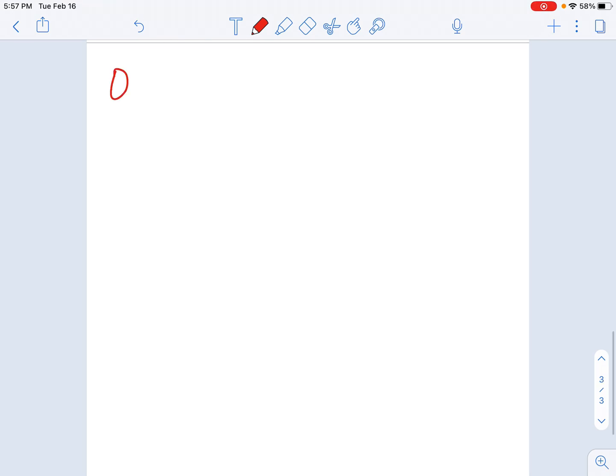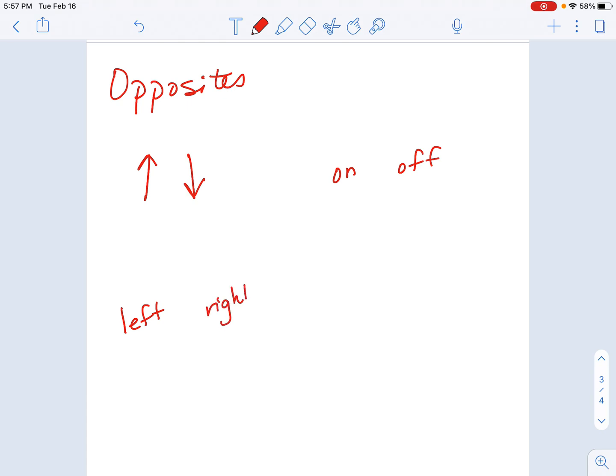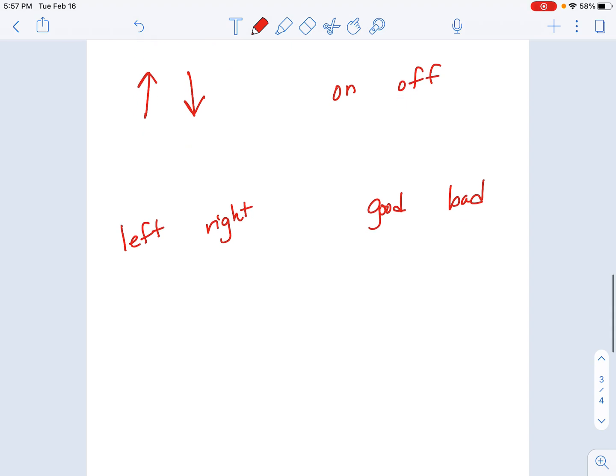Okay, so let's talk about opposites. What's the opposite of up? Down. What's the opposite of on? Off. What's the opposite of left? Right. What's the opposite of good? Bad. So we know opposites. So what's the opposite of a negative? A positive. What's the opposite of a positive? A negative.